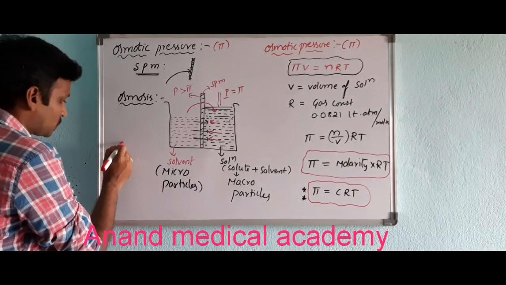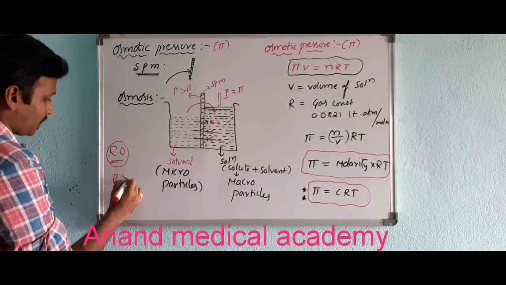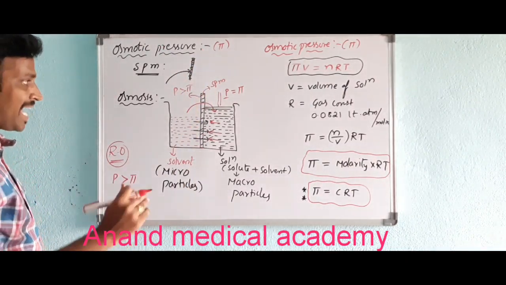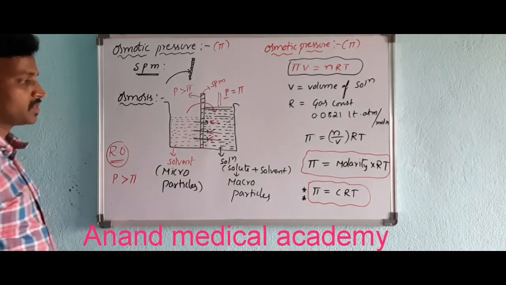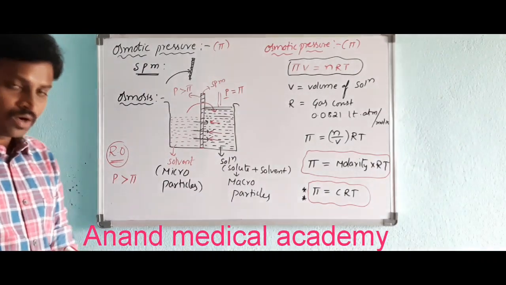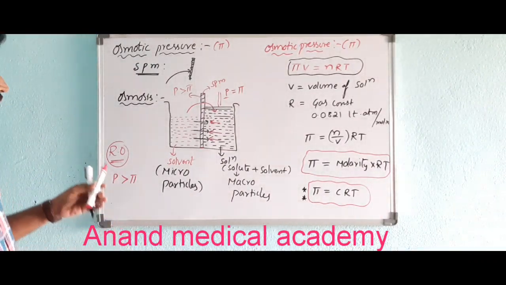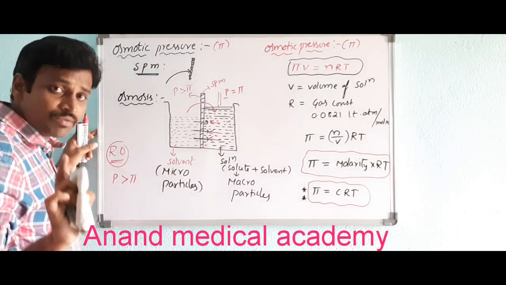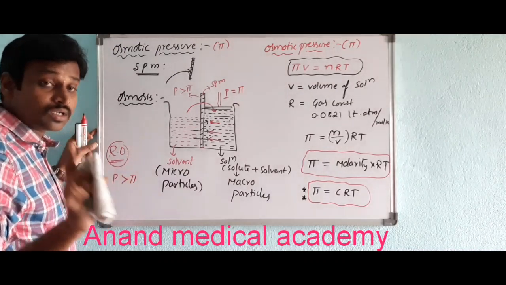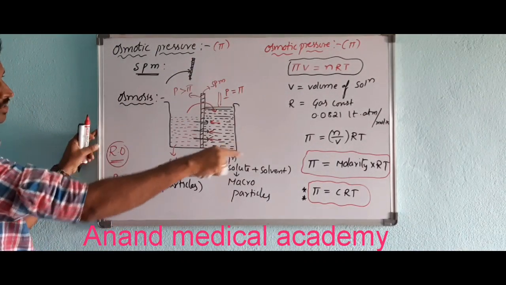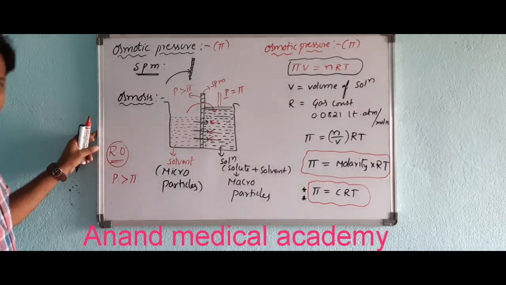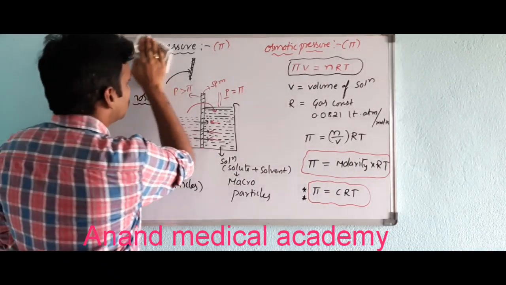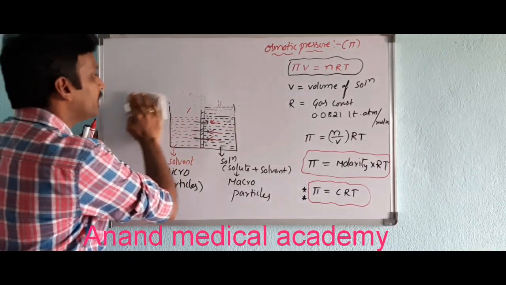Correct? So reverse osmosis is considered when the applied pressure is greater than the osmotic pressure. If you apply more pressure than the osmotic pressure, then reverse osmosis takes place. Got it? Now we have four colligative properties, along with this π = CRT. All four are applicable for ideal solutions but not non-ideal solutions. Just have a look at this. Got it? Now I will write all four colligative properties applicable for ideal solutions.